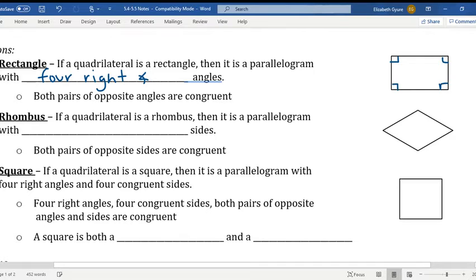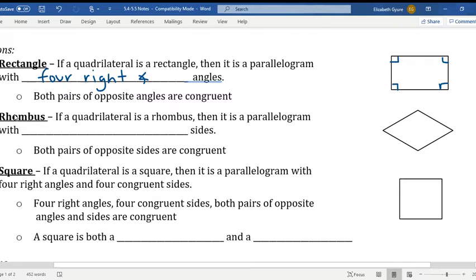Something else to think about as we talk about these shapes, they're parallelograms, right? And don't parallelograms have their own properties? Like opposite sides are parallel, opposite sides are congruent, things like that. All those properties are still going to apply. This is just in addition to that.